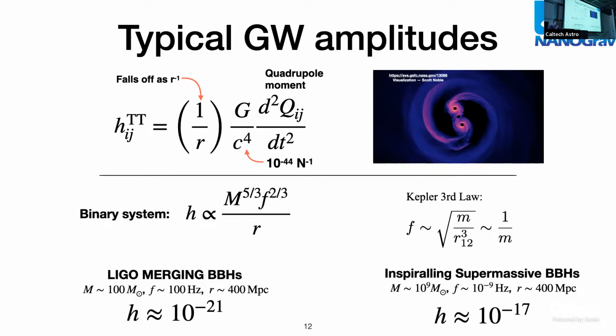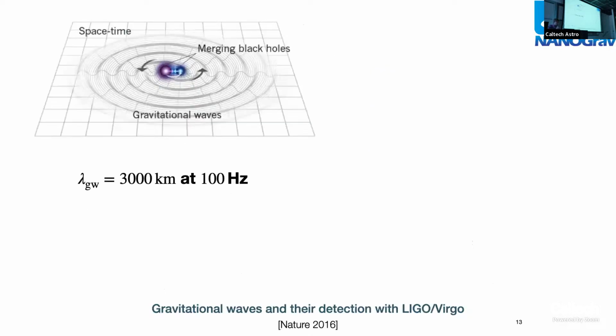Okay, so I've talked about gravitational waves, what their typical strain amplitudes are. Let's talk about how people detect them. So LIGO is a little bit more intuitive than pulsar timing arrays, so I'm going to start with detectors like LIGO and Virgo first. And if you have merging black holes here, you have gravitational waves propagating away from them. We're talking about of order 100 hertz, and you've got wavelengths on the order of 3,000 kilometers.